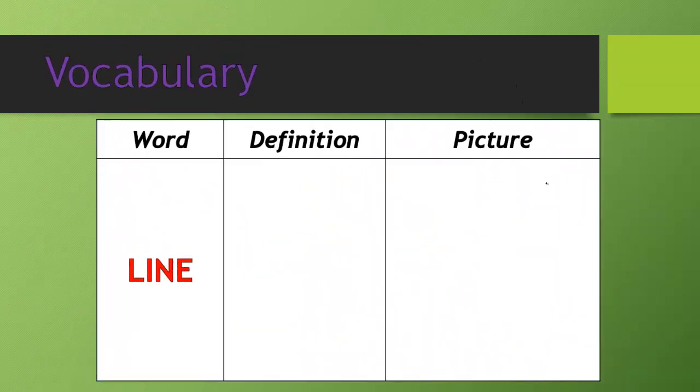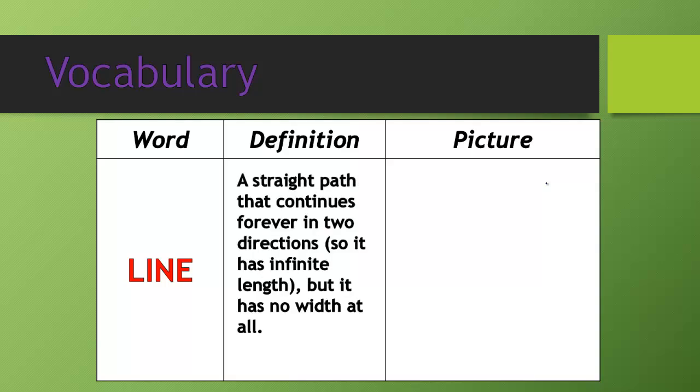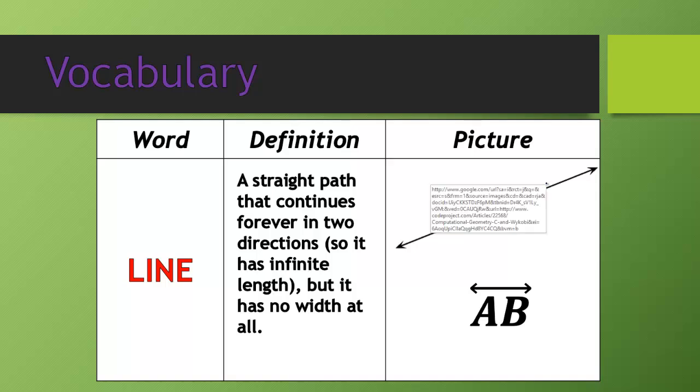All right, so a line is a straight path that continues forever in two directions. So basically, it goes on either way forever. We've kind of been introduced to this last unit and the unit before, but it doesn't have any width. So that's kind of where this might be a little bit new for you for geometry. And of course, you've seen a line. And again, remember that it goes on forever.